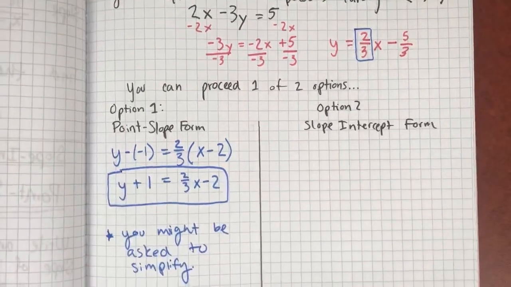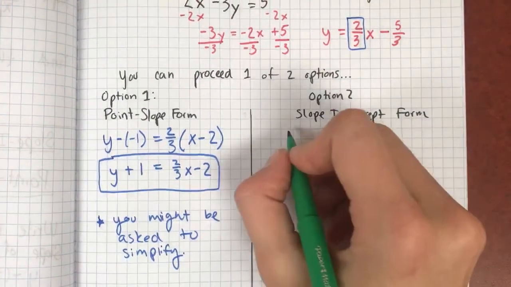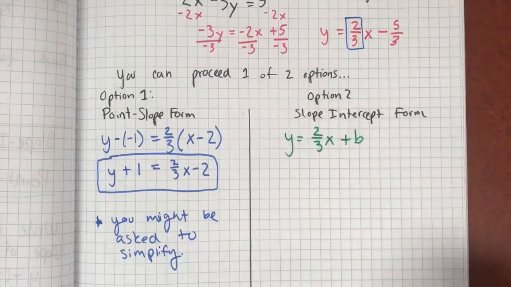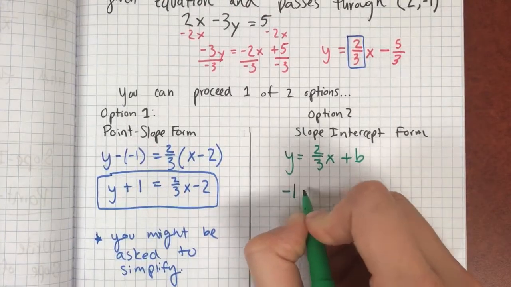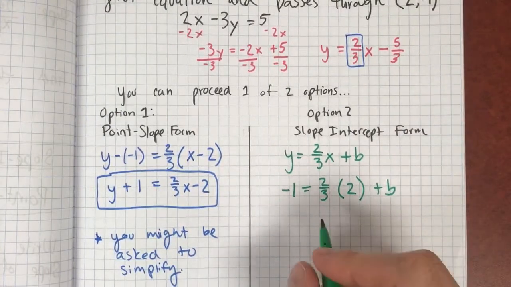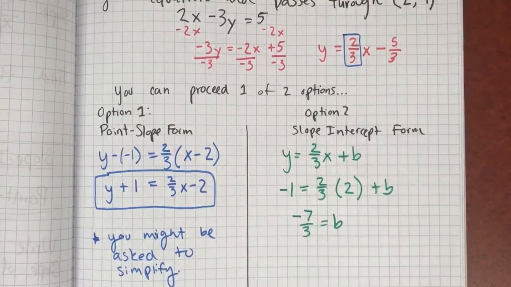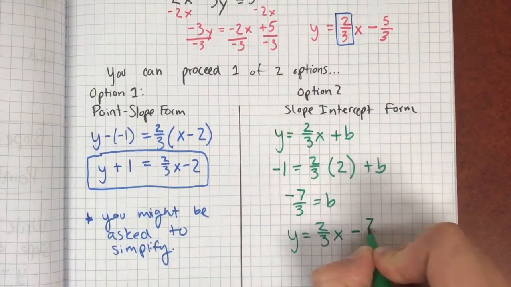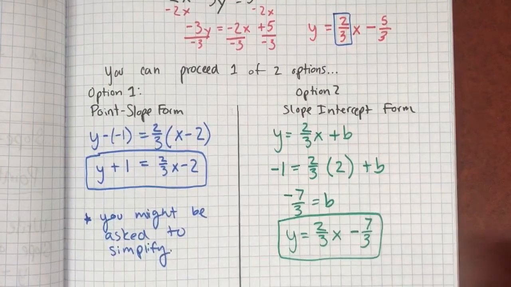So when we know our slope and we know one point, it's really easy to do that type of problem. Now for slope-intercept form, we're going to plug in everything that we know. y equals 2/3 x, but we don't know our y-intercept. And then we're going to plug in our point for our x and y values here. So I should say -1 equals 2/3 times 2 plus b. So when I solve this, I get -7/3 equals b. Now I can plug this answer into my equation and finish writing it out. So y equals 2/3 x minus 7/3. Now these are the same equation, I just wrote them in a different form.